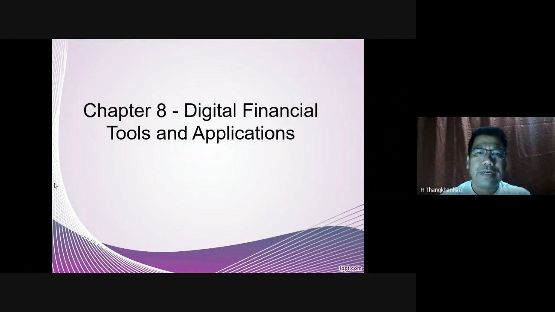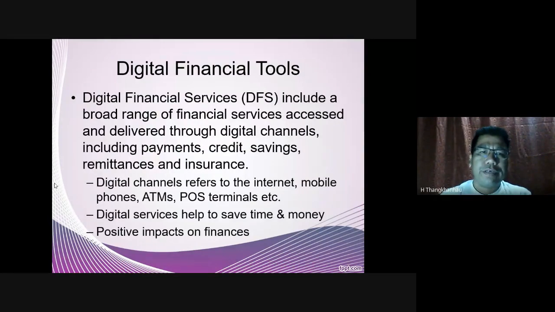The topic for our class is Digital Financial Tools and Applications. This is the second last chapter in CCC, latest syllabus. Let's talk about what digital financial tools are, first of all. Digital financial services or digital financial tools include a broad range of financial services accessed or delivered through digital channels, including payment, credit, saving, remittance, insurance, etc. These digital channels refer to the internet, mobile phones, ATM, point of sale terminals, etc.